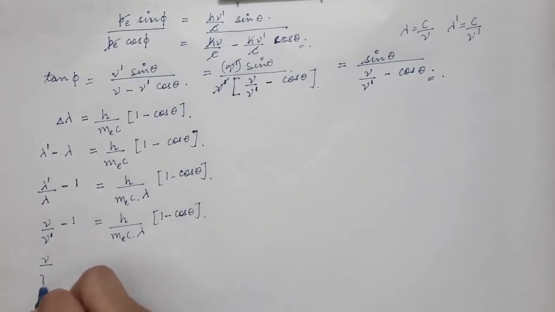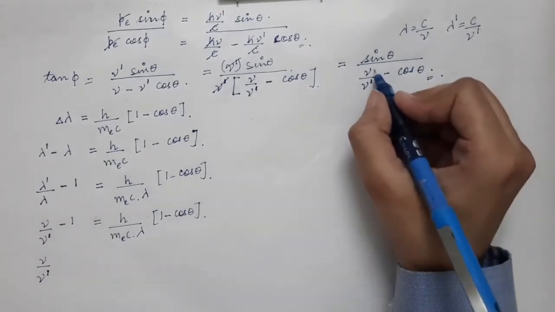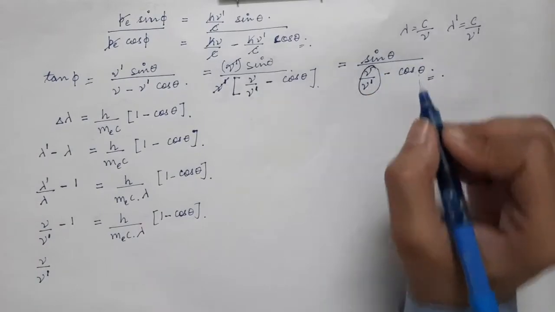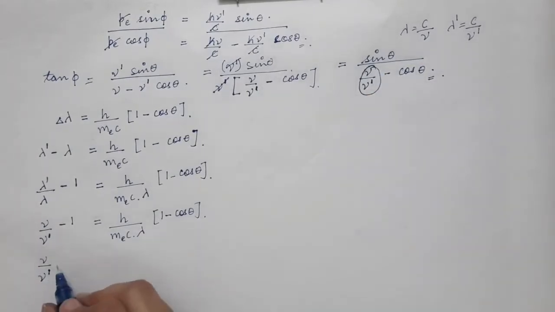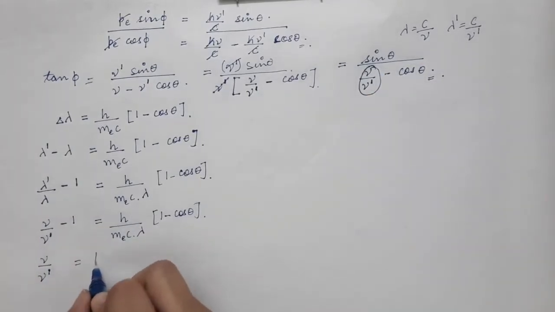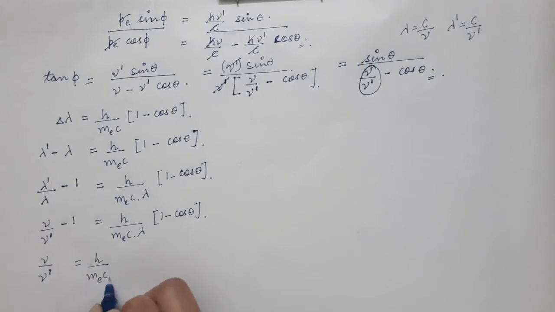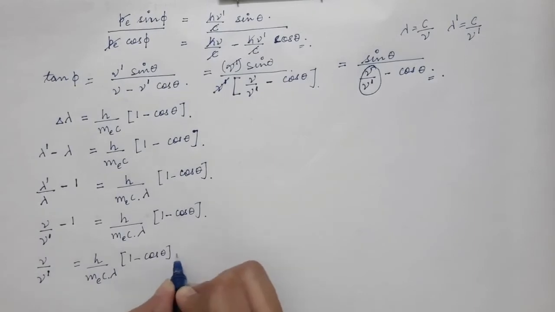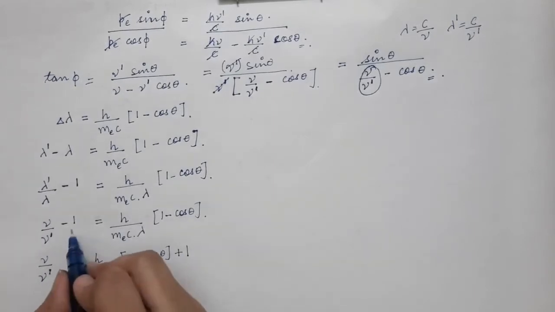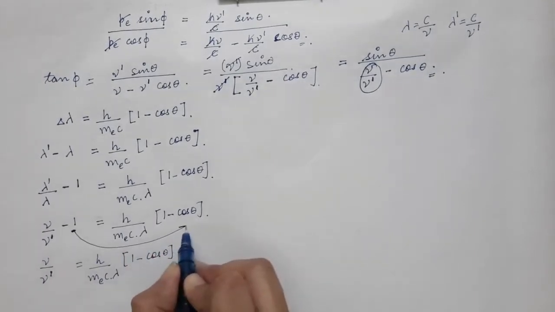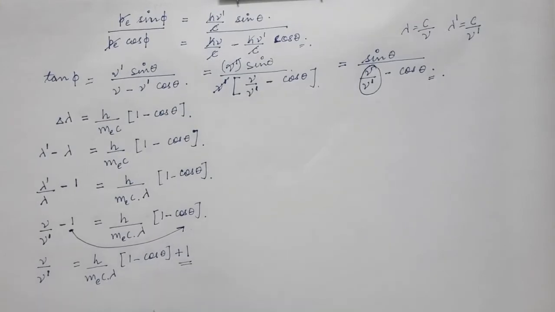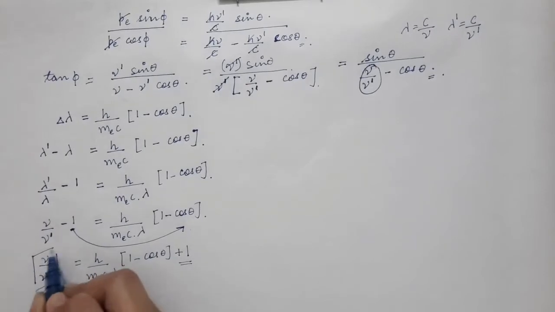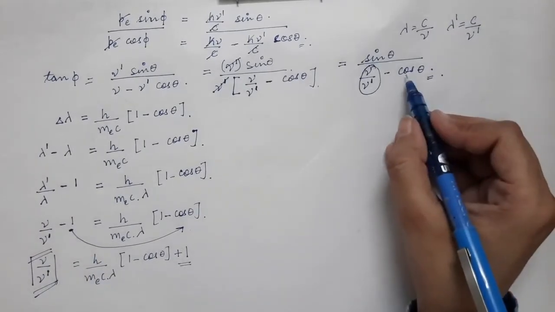And from here you will get nu by nu prime, because what do we want? We want nu by nu prime. So nu by nu prime from this equation will be equal to h by mec times lambda into 1 minus cos of theta plus 1. So we take this minus 1 to the right hand side, and that will be plus 1. So now we are going to put this expression of nu by nu prime in this equation.